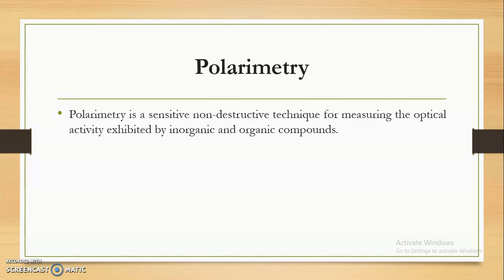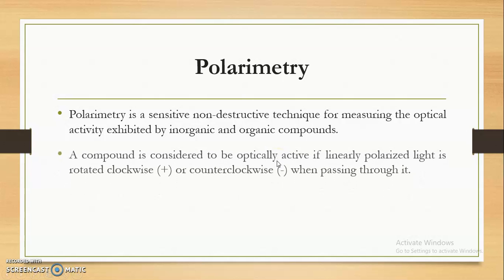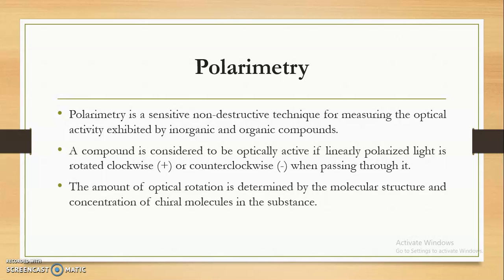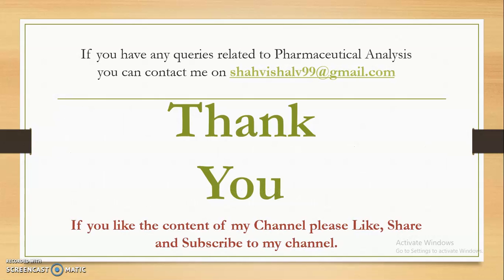The next technique is polarimetry. Polarimetry is a sensitive, non-destructive technique for measuring the optical activity exhibited by inorganic as well as organic compounds. A compound is considered to be optically active if linearly polarized light is rotated clockwise or counterclockwise when passing through it. The amount of optical rotation is determined by the molecular structure and the concentration of chiral molecules in the substance.